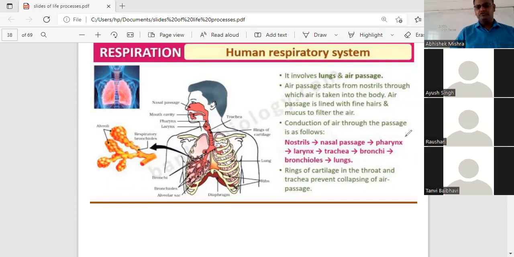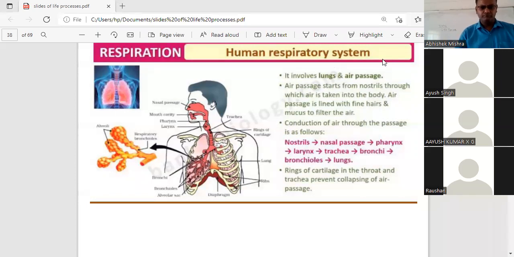Again, Roshan, unmute yourself, Roshan. At last, I will interact regarding this only. Roshan, unmute yourself. Because this is very important, students, the mechanism of inhalation and exhalation. I think there is some net issue from your side. Okay, no problem. Ayush Kumar, unmute yourself. Yes, sir. Kumar, go ahead.